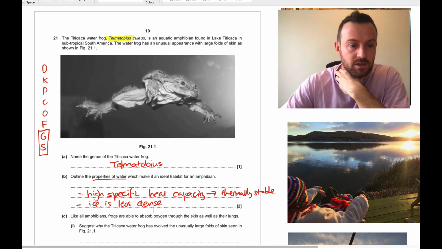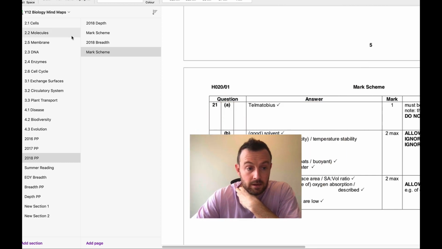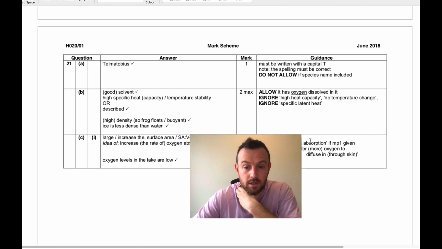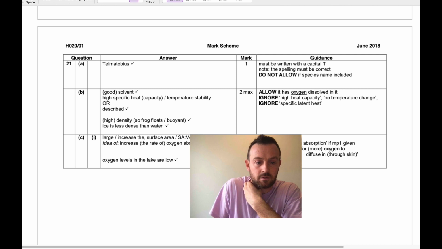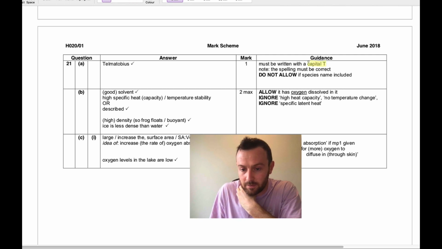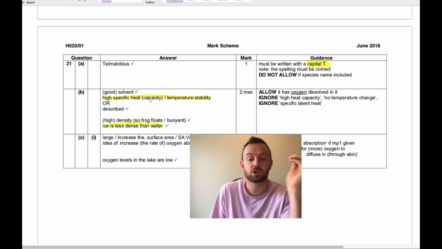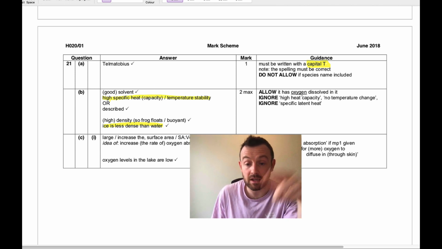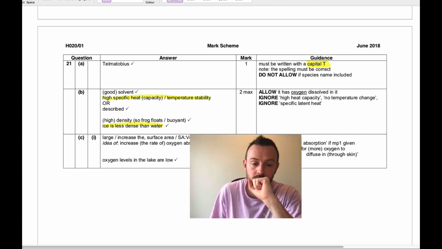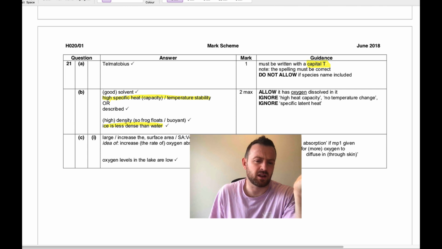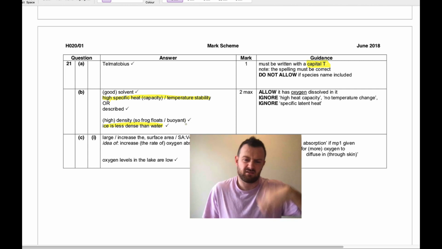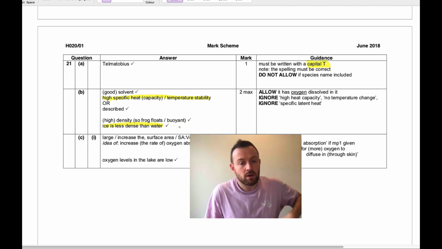So let's quickly check the mark scheme. And here it is. Okay, so Telmatobius, notice here that you've got to have a capital T. If you don't have a capital T, you don't get the mark. And this is the thing that I said, ice is less dense than water, and we also talked about high specific heat capacity or stability. You could have also had, it's a good solvent, it has oxygen dissolved in it, and yeah, it has a high density, so the frog floats, I guess. Oh, didn't know that. Okay, right, moving on.